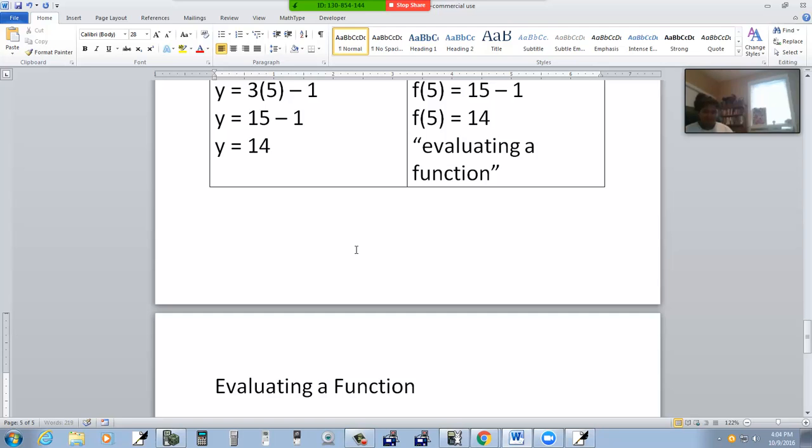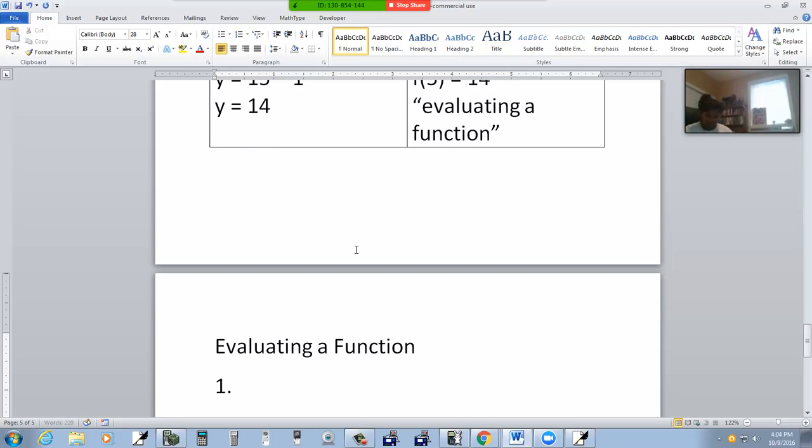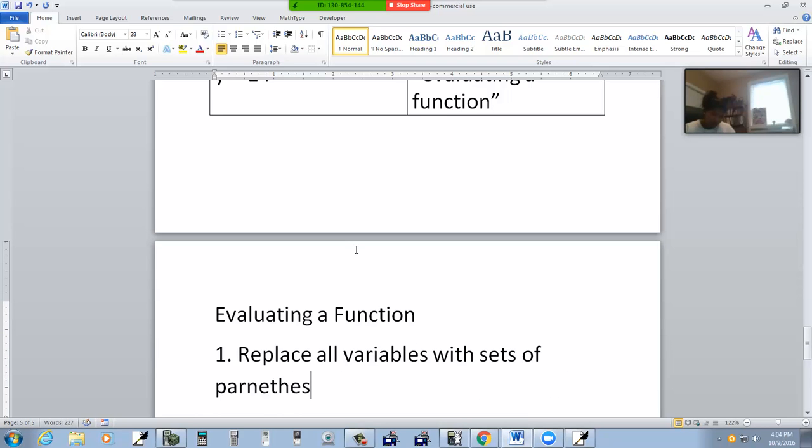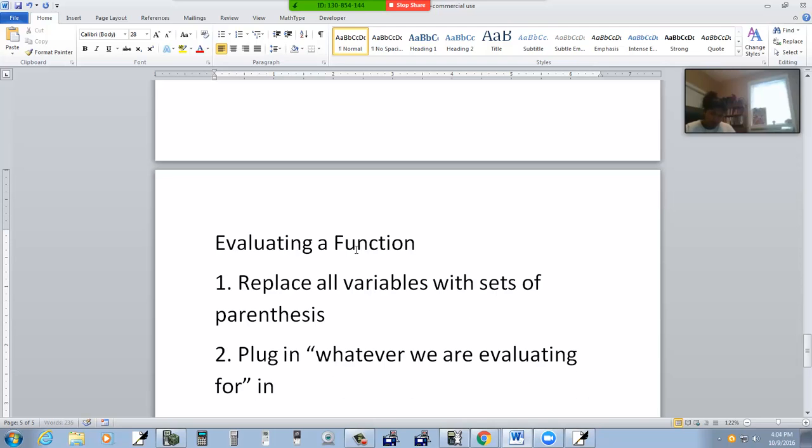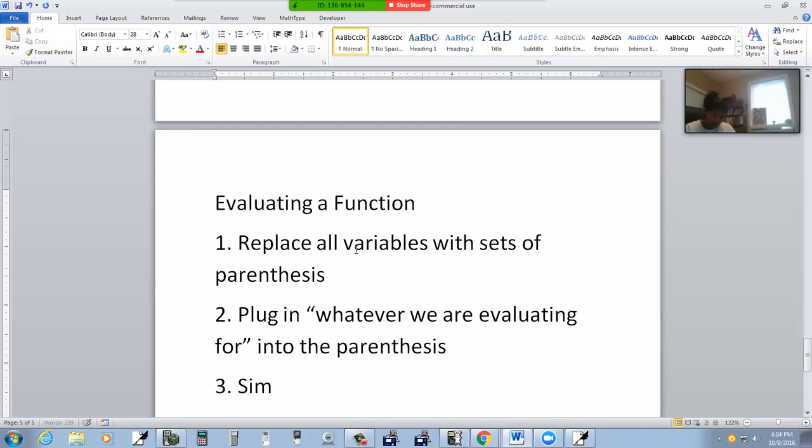Evaluating a function. Step 1, replace all variables with sets of parentheses. Step 2, plug in whatever we are evaluating for into the parentheses. And then step 3 is to simplify.